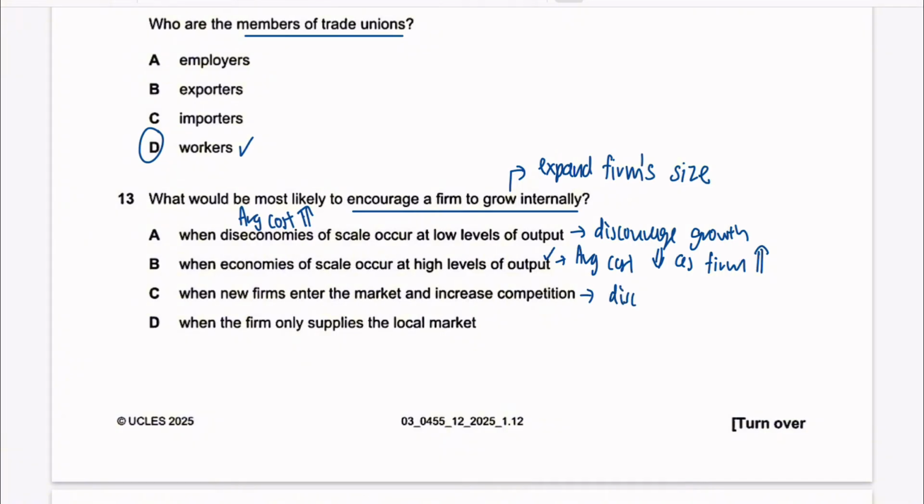Okay. For example, some small firms may not be able to compete with other firms who have lower costs. So this will discourage them from operating. D. When the firm only supplies in the local market. This will limit the expansion. So again, this discourages growth. The only answer is B.